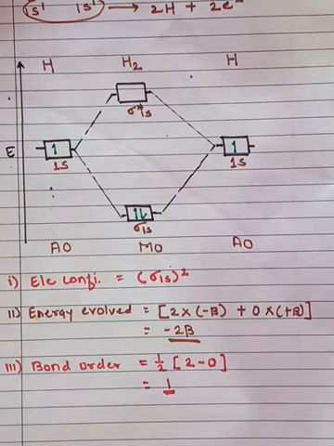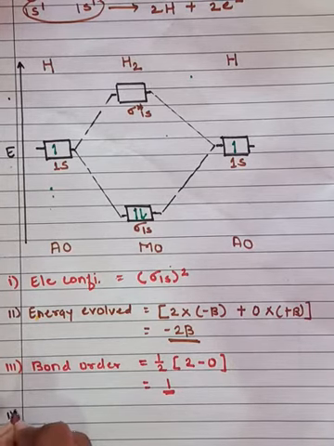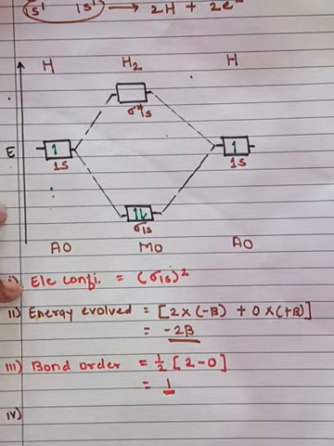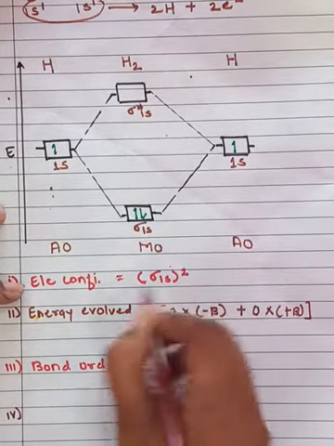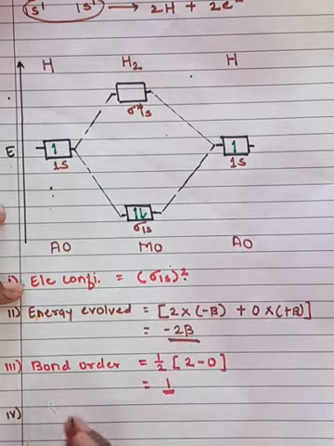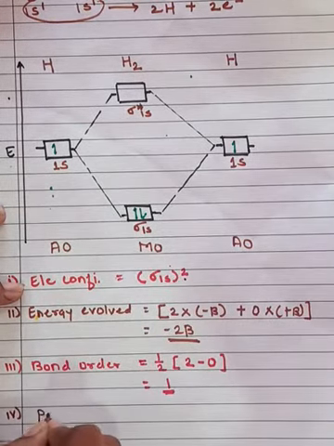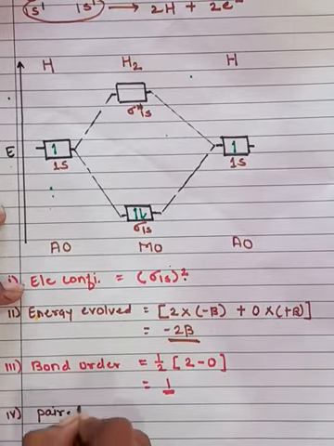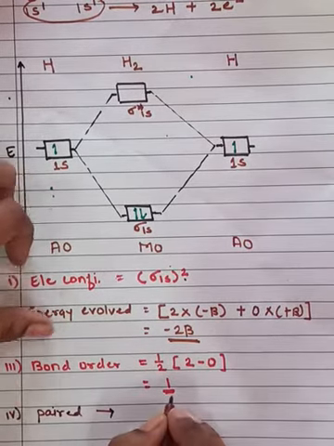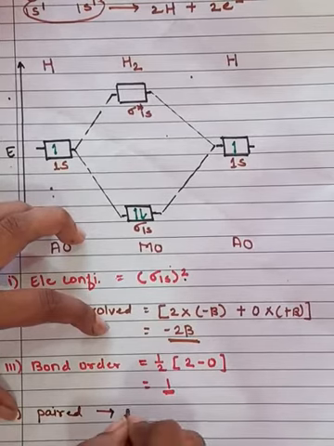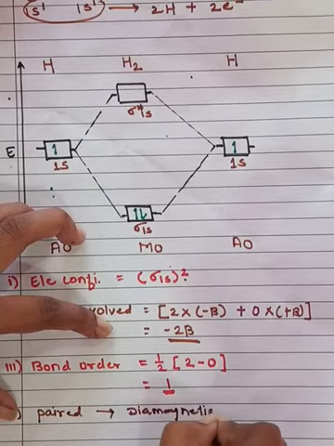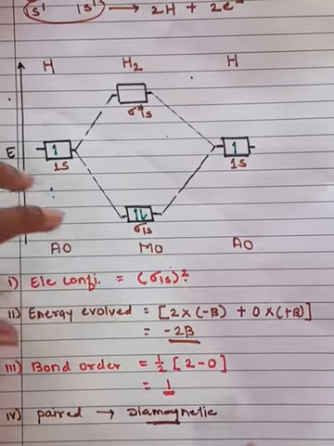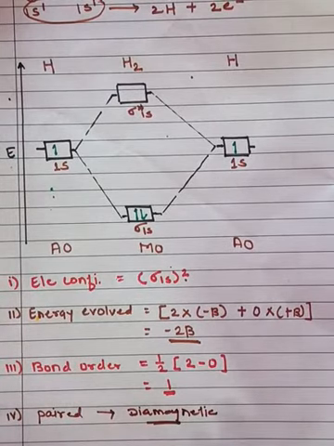And the last factor that we have to find out, number 4. What is number 4? It is the magnetic behavior, and this magnetic behavior depends upon the last entering electrons. This is from the electronic configuration. Now the last entering electrons are paired, therefore it shows the magnetic behavior which is called diamagnetism, right? As the last entering electrons are paired in nature, the H2 molecule is diamagnetic in nature. So this is regarding the H2 molecule.